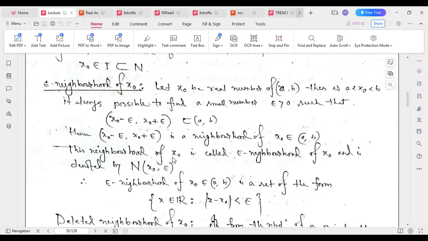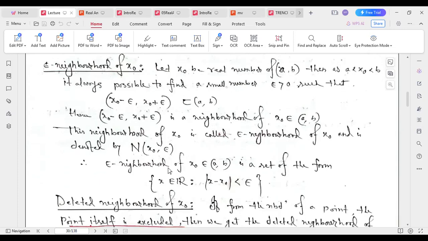This neighborhood of x naught is called the epsilon neighborhood of x naught and is denoted by N(x naught, epsilon). x naught is the center and epsilon is the radius of a ball. So the epsilon neighborhood of x naught can be written with the inequality.